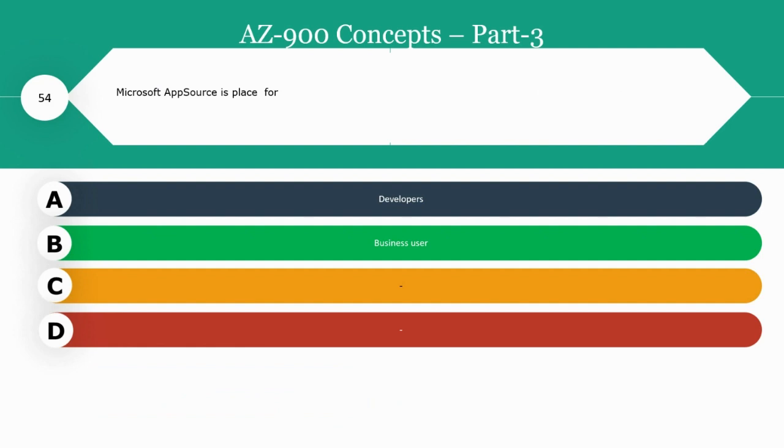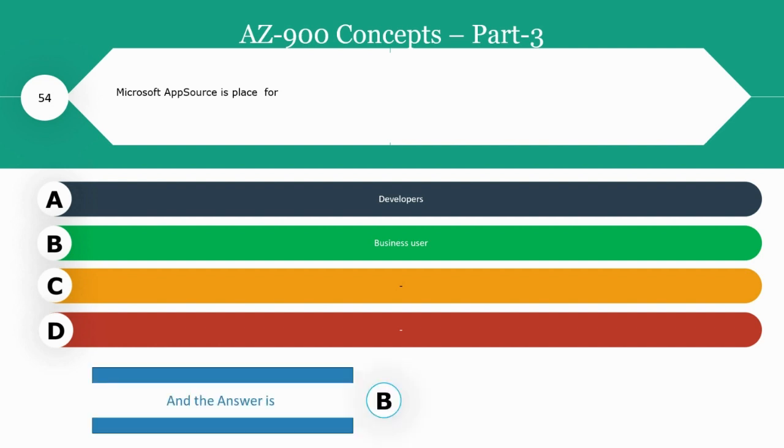Microsoft App Source is a place for developers or business users. App Source is an online marketplace where you can browse, try, buy, and deploy thousands of business apps and services that enable innovation, drive your business, and help you to get more done with the technology that you already have. So, Microsoft App Source is a destination for business and industry solutions. So the right answer is that business users will use Microsoft App Source very effectively.